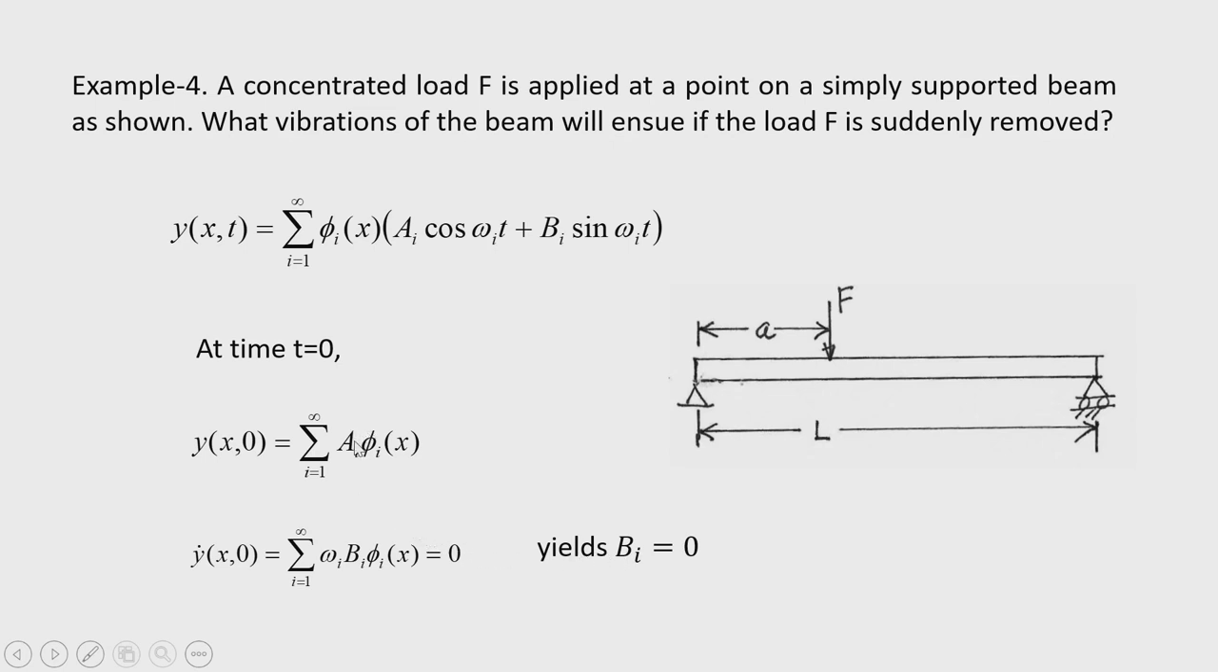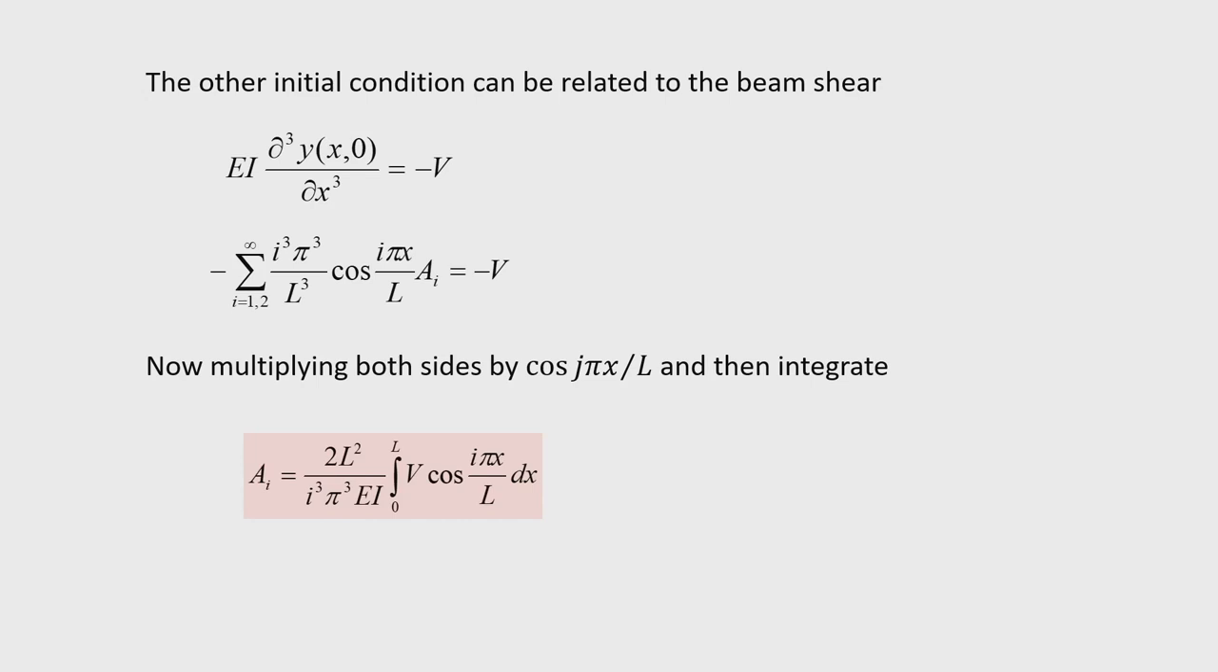to get ai. Now you can see if I draw the shear force distribution of the beam. The beam is subjected to a concentrated load at a certain distance A, and the length of the beam is L. Now the reactions of the beam are F(L minus A) divided by L, and here F A by L. So the shear force distribution over the beam will be like that.